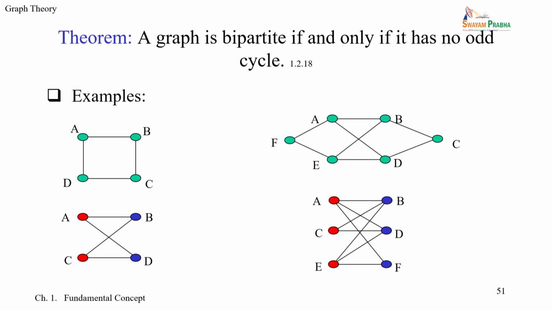Next, a graph is bipartite if and only if it has no odd cycle. So, you take an example: ABCD is one example of a graph, and another set of graph is like this. Now, we have a graph with no odd cycle. So, F, A, E, B, D, C, and this is bipartite and it has no odd cycle.